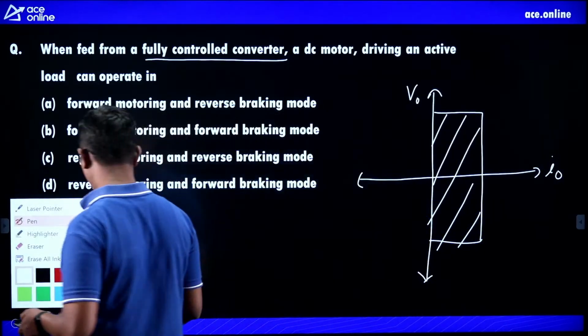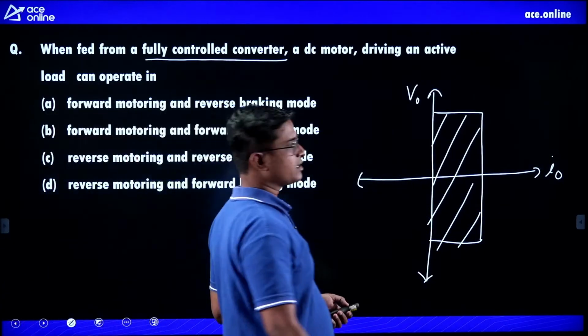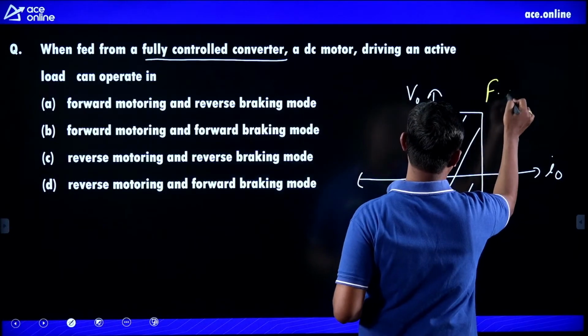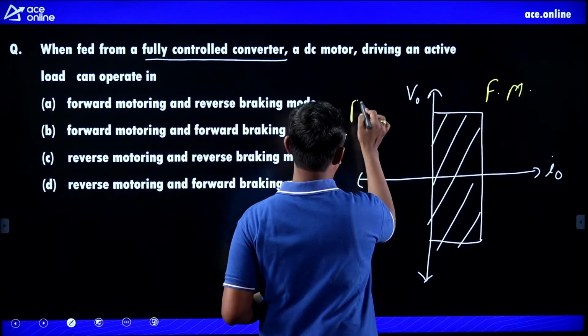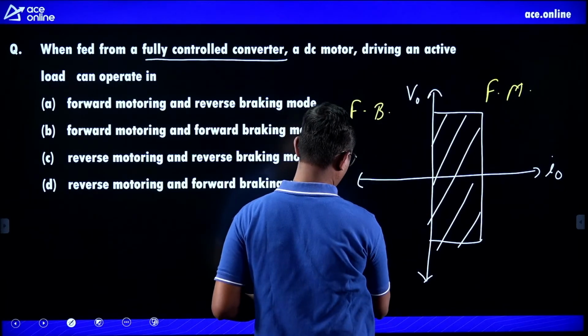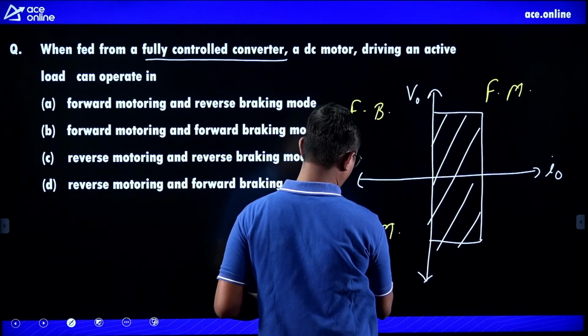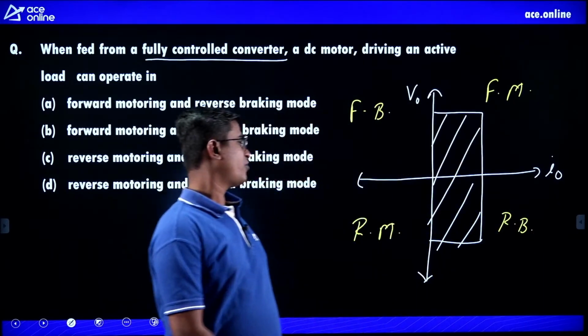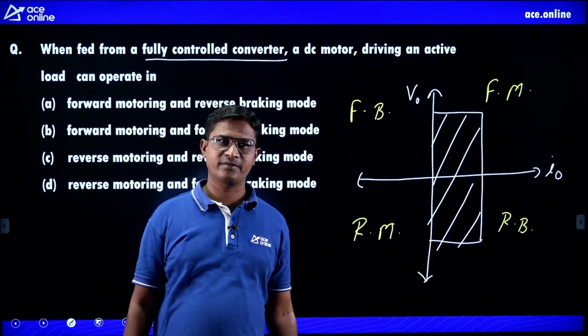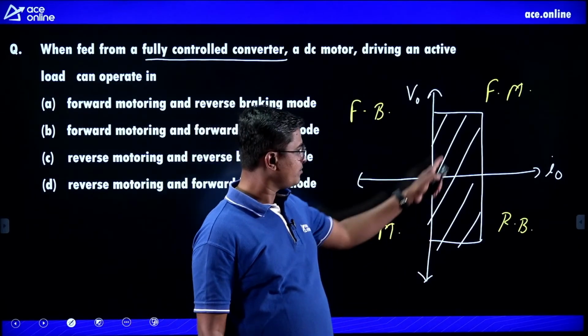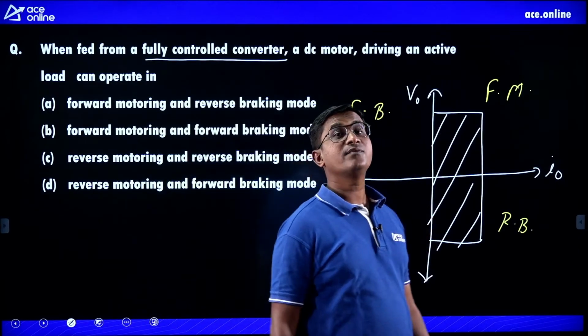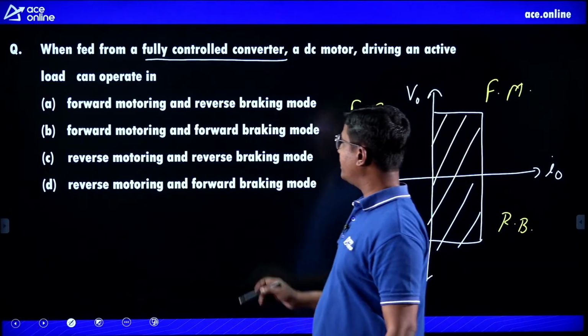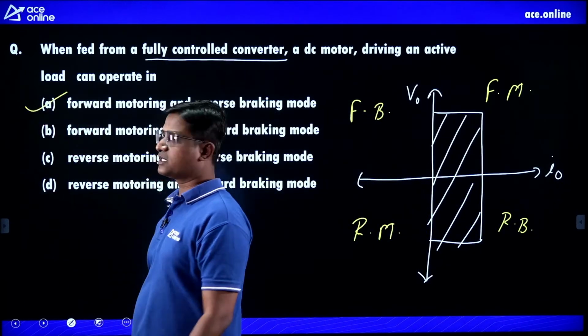So tell me here, modes of operation of motor. First is forward motoring, forward braking, reverse motoring and reverse braking, na? Forward motoring, forward braking, reverse motoring, reverse braking. Yes. Now tell me which modes? Forward motoring and reverse braking. So forward motoring and reverse braking. So option A is the correct option.